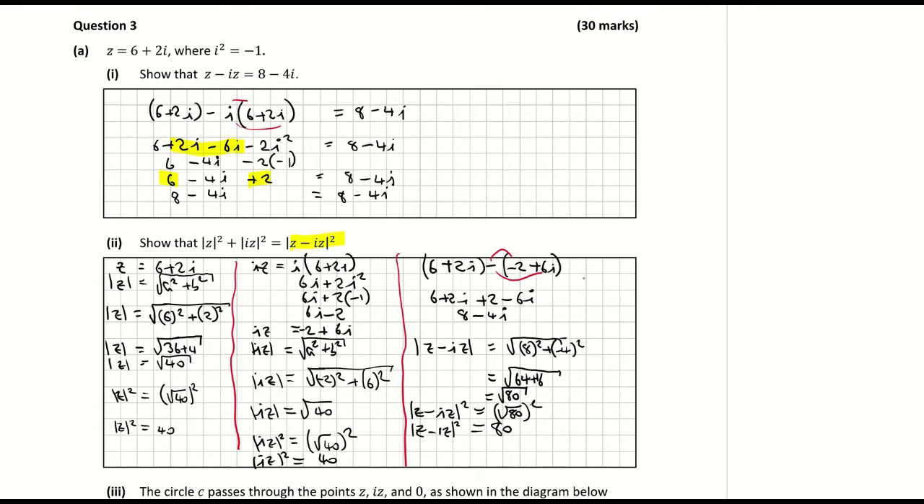My last little step is just to come back to the very start of the question because it says show that. So I need to show that the modulus of z squared plus the modulus of iz squared is equal to the modulus of z minus iz, all squared. So what did we get the modulus of z squared to be? We got it to be 40. The modulus of iz, all squared, we also got to be 40. And the value for the right hand side, we got to be 80. And here I've got 80 is equal to 80. So therefore true.